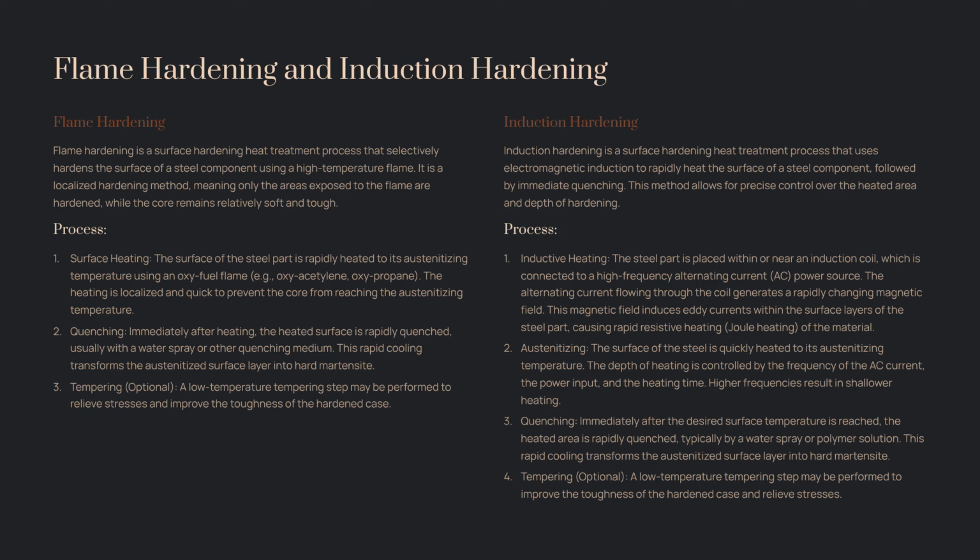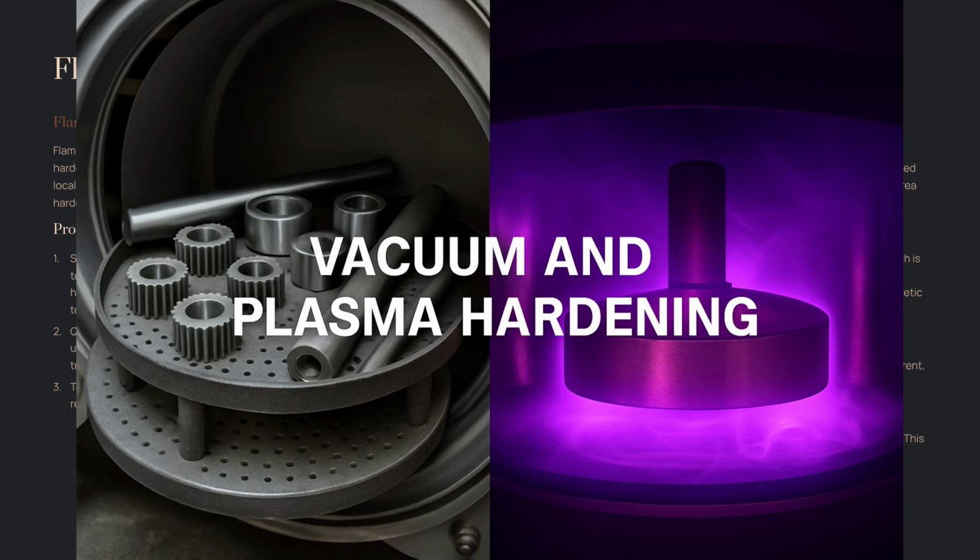The depth of heating is controlled by the frequency of the AC current, the power input, and the heating time. Higher frequencies result in shallower heating. Quenching. Immediately after the desired surface temperature is reached, the heated area is rapidly quenched, typically by a water spray or polymer solution. This rapid cooling transforms the austenitized surface layer into hard martensite. Tempering, optional. A low-temperature tempering step may be performed to improve the toughness of the hardened case and relieve stresses.